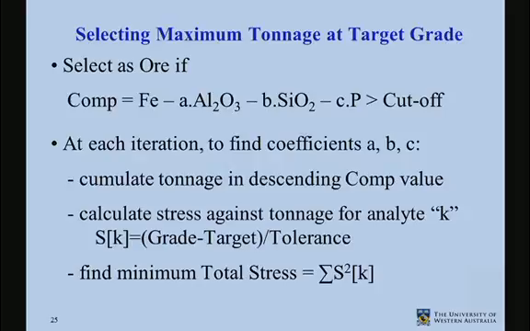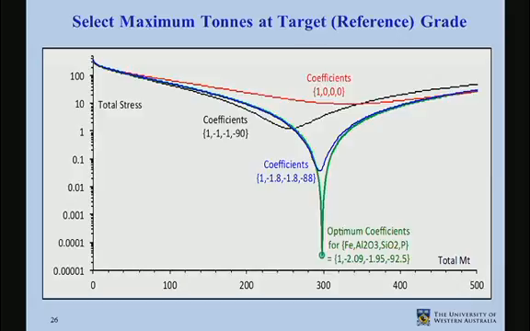So if you do that, if you start off, for example, with a composite function, just saying the coefficient for iron is 1 and all the others are 0, so in effect you're just in decreasing order of iron, your stress stays quite large. And then as you gradually iterate and play around with changing the coefficients, you eventually get to a point where the total stress is virtually 0. Remember, this total stress here is a logarithmic scale, and you're down to a very small stress then. So you found that for this particular prospect, the maximum tonnage is 298 million tons when you use this composite function. So everything above a certain value for that composite function will be ore, and everything below it will be waste.